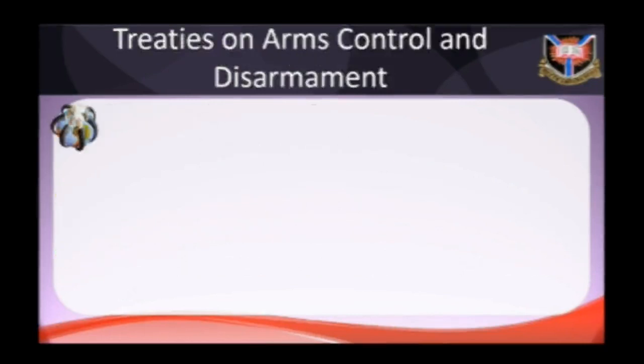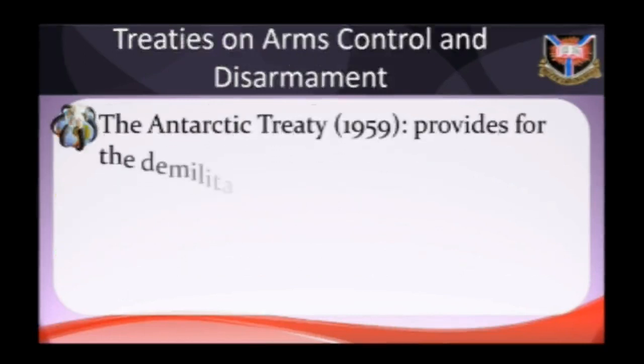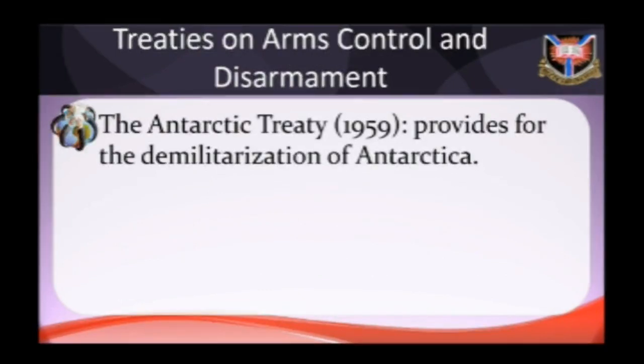Treaties on arms control and disarmament. Numerous treaties or agreements have been entered into by states in attempts to control arms and promote disarmament. Some of these treaties are enumerated below for your general knowledge. Detailed study of the treaties can be made from a pamphlet labeled United Nations and Disarmament, 1945 to 1985.